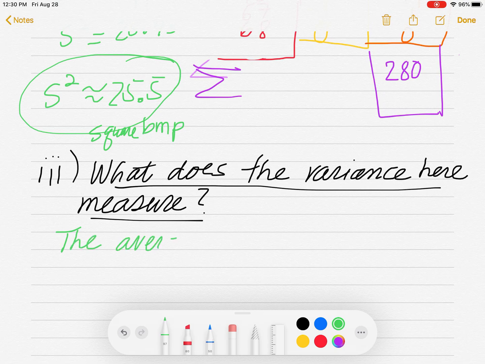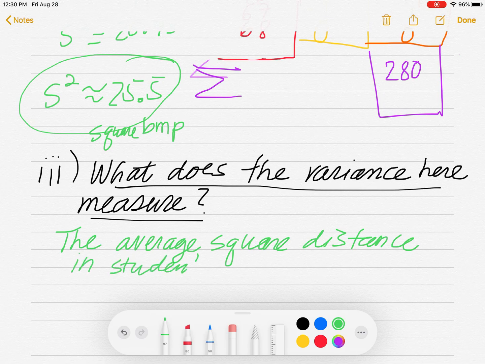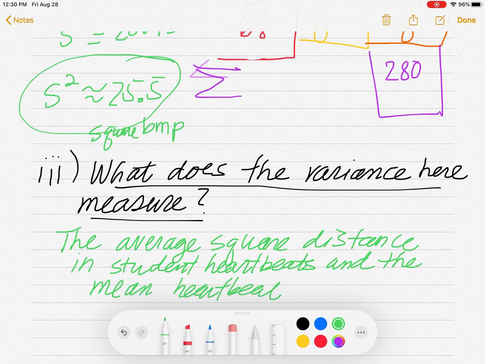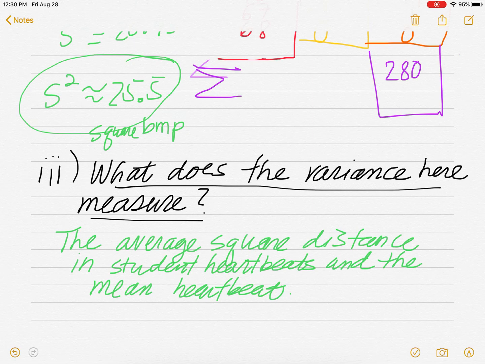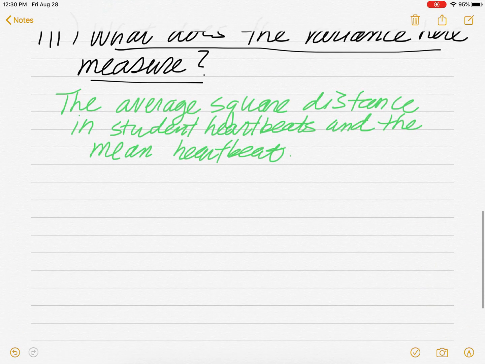The average square distance between student heartbeats and the mean heartbeat. Yeah, it's a mouthful, right? The average square distance between student heartbeats and the mean heartbeat. So it's telling you how spread out. So 25.5. Let's say we want to get that in ordinary beats per minute. We're going to look for what's called the standard deviation.